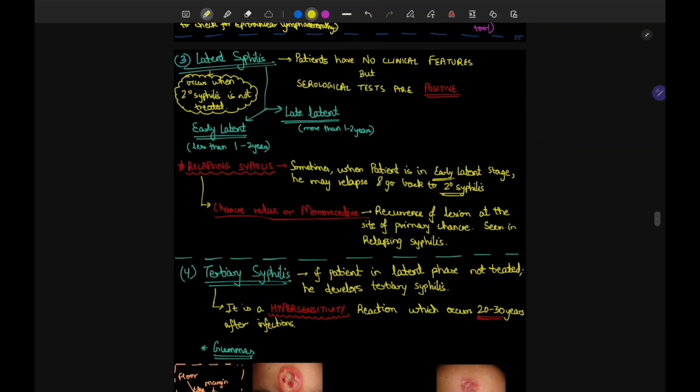If a person who is suffering from secondary syphilis is not treated, he is going to develop latent syphilis. In latent syphilis, the person will have no clinical features. That's why we are saying it's latent. But the serological test will be positive. So latent syphilis again can be divided into two: early latent and late latent. Early latent is less than 1 to 2 years, and late latent is occurring after more than 1 to 2 years.